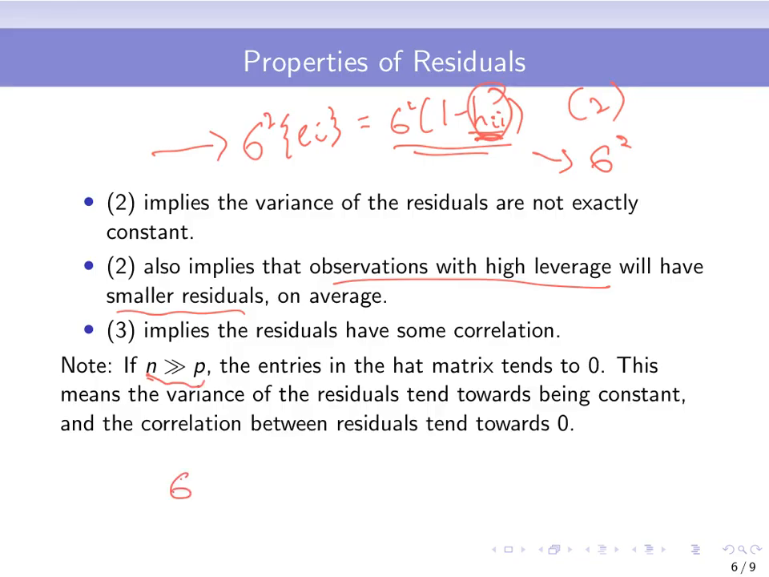The other thing we mentioned is the correlation between residuals, negative h_ij sigma squared. If this tends towards 0, then the correlation tends towards 0. So if your sample size is a lot bigger than the number of parameters you have, then the residuals will be close to constant and close to being uncorrelated. If it's a situation where this isn't true, then you're maybe a little bit more concerned that those properties don't quite exactly hold.